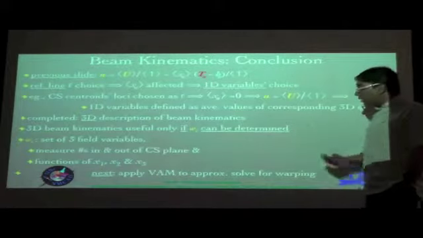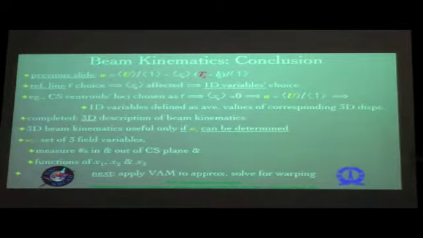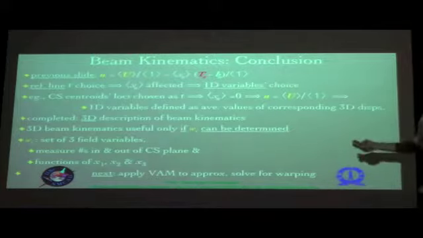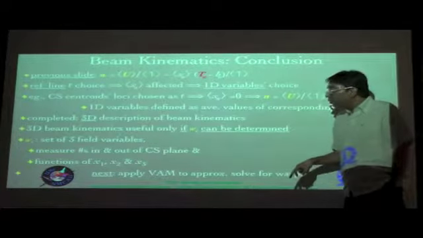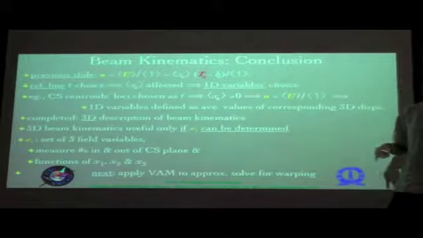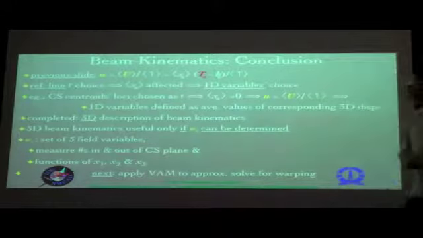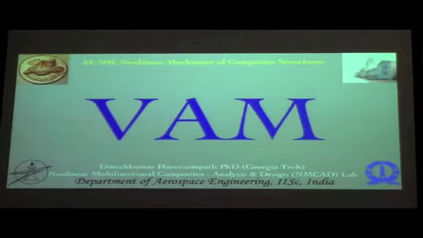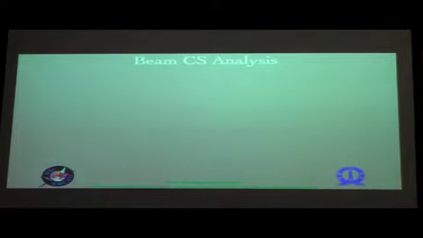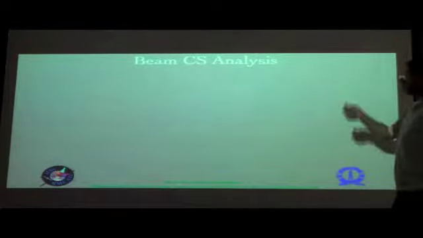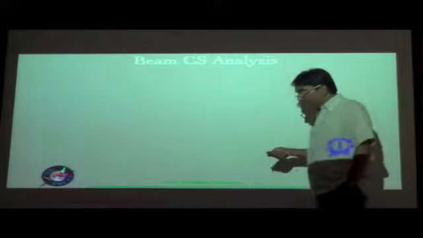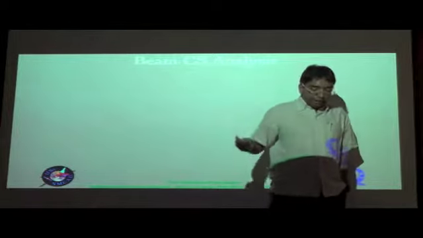We will be applying the variational asymptotic method, and we will see how that in turn enables us to determine the W's. But in order to apply VAM, we have to understand what VAM is, and that's basically what we will do next. So what we intend to do here, of course, is to apply VAM for beam cross-sectional analysis.